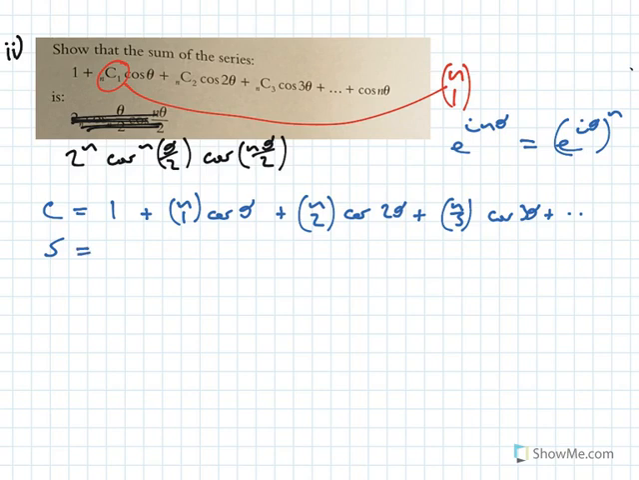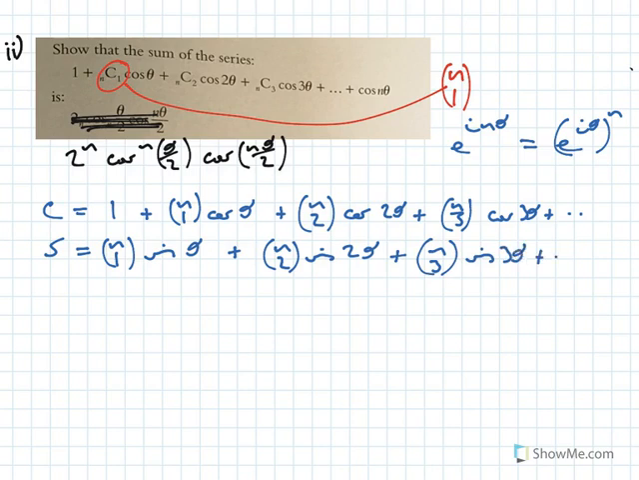We're also going to introduce another one as well. We're going to call it S, and that's going to be, let's try that again, n choose 1 sine theta plus n choose 2 sine 2 theta plus n choose 3 sine 3 theta, dot dot dot.